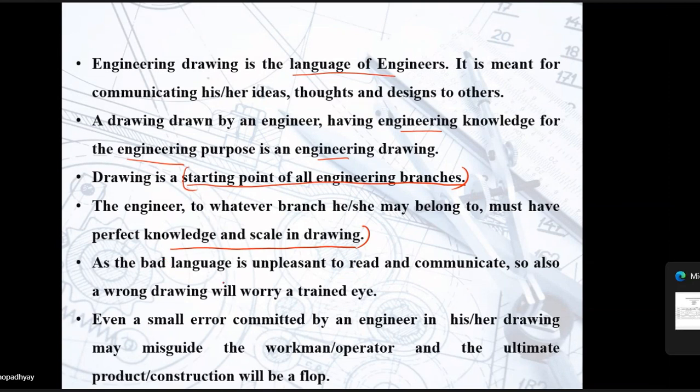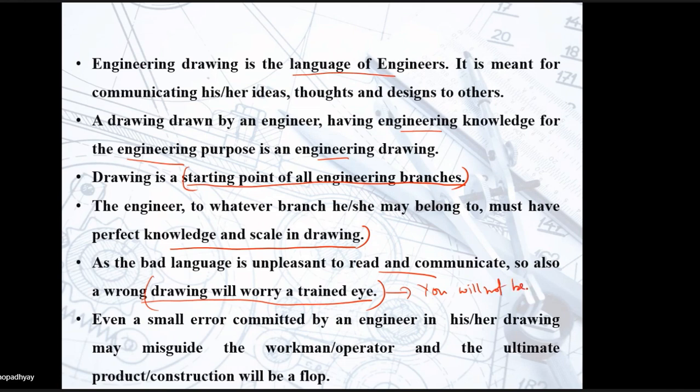As the bad language is unpleasant to read and communicate, so also a wrong drawing will worry a trained eye, and you will not be able to get the desired product. You won't get the desired product. So even a small error committed by an engineer in his or her drawing may misguide the workman or operator, and ultimately the construction will be a flaw. Okay.